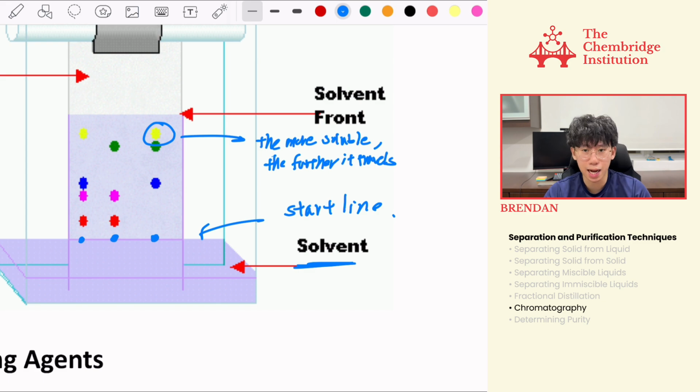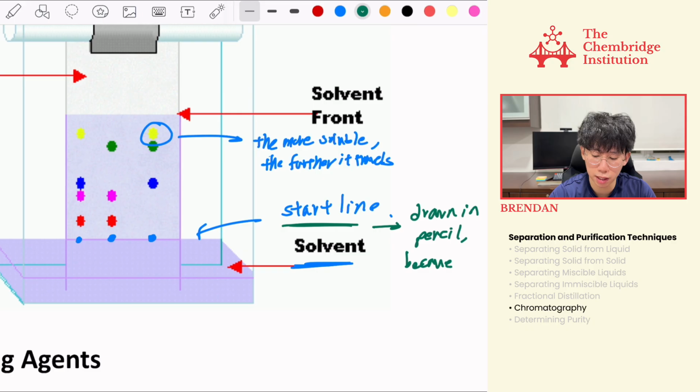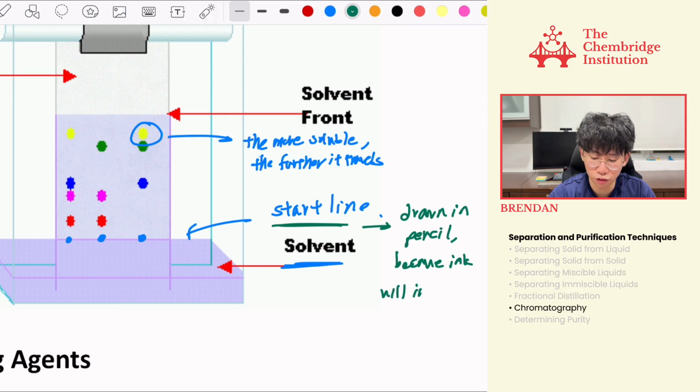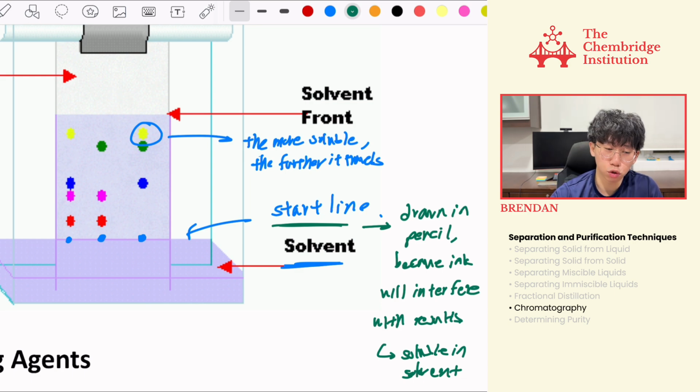Now, a common question that is asked is, why is the start line not drawn in pen? You want to draw this in pencil, because the ink will interfere with the results, because the ink could be soluble in the solvent. And usually you don't want to run the solvent all the way up. You will draw a line for the solvent front, to cut the experiment as well.